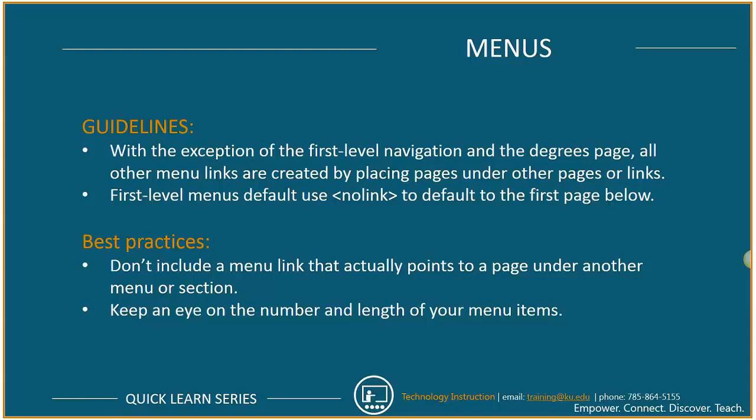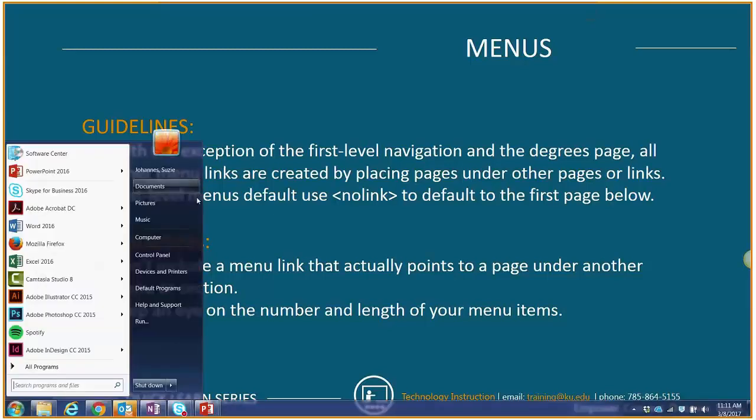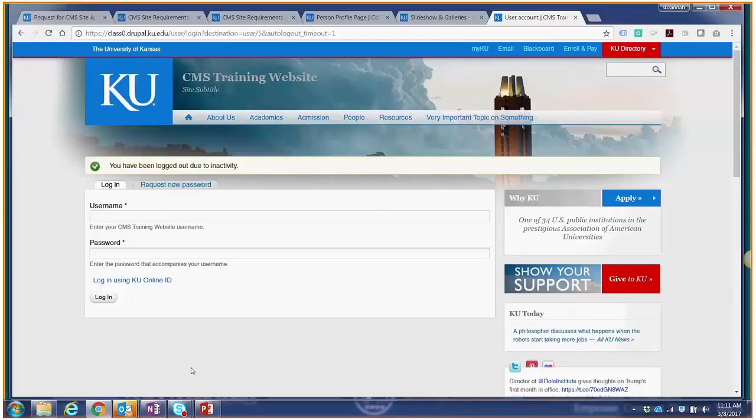Don't include a menu link that actually points to another page under another section. It's important that your users be able to trace their steps back in the navigation if possible. Also keep an eye on the number and the length of your menu items. There is a set limit. I don't know exactly what it is, but after a certain number of characters, your menu will no longer fit in the allotted area. So let's take a look at this site and see this in practice.